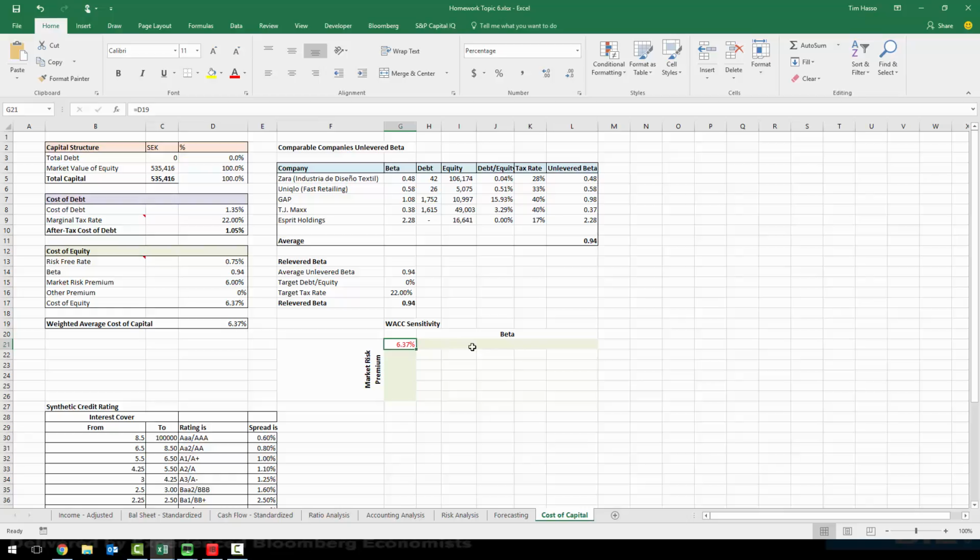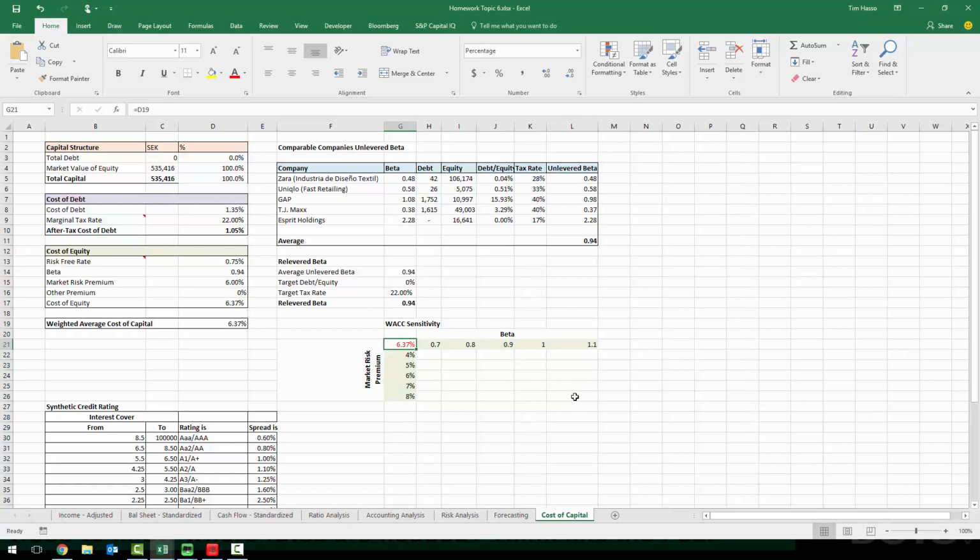Now the next step is to tell it what you want to have as the sensitivity values. I know that my beta is 0.94, so maybe I want to set the range of betas as 0.7, 0.8, 0.9, 1, and 1.1. For my market risk premium, right now I have 6%, so maybe I can say 4%, 5%, 6%, 7%, and 8%. Once I've done that, I essentially have all the information that I need.